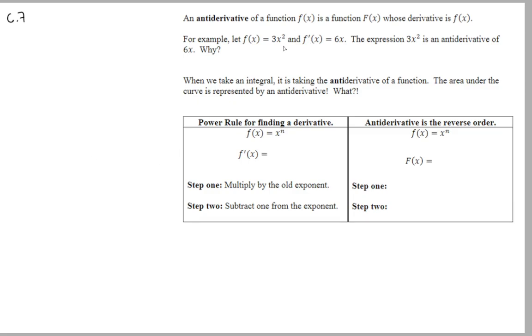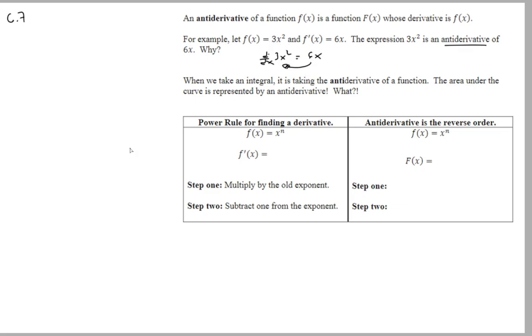For example, let f of x equal 3x squared and f prime of x equal 6x. The expression 3x squared is the antiderivative of 6x. Why? Because instead of taking the derivative of 3x squared, which would be 6x, you're kind of backtracking. You're doing a process to 6x to get to 3x squared, and that is an antiderivative. An antiderivative is like the previous version of this.